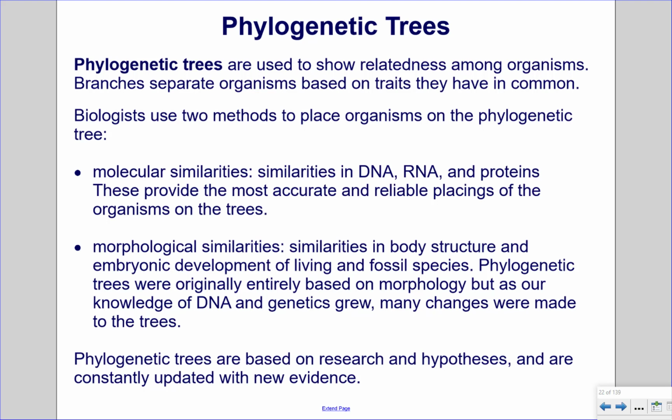Morphological similarities are similarities in body structure and embryonic development of living and fossil species. Phylogenetic trees were originally entirely based on morphology, but as our knowledge of DNA and genetics grew, many changes were made to the trees. Phylogenetic trees are based on research and hypotheses, and are constantly updated with new evidence.